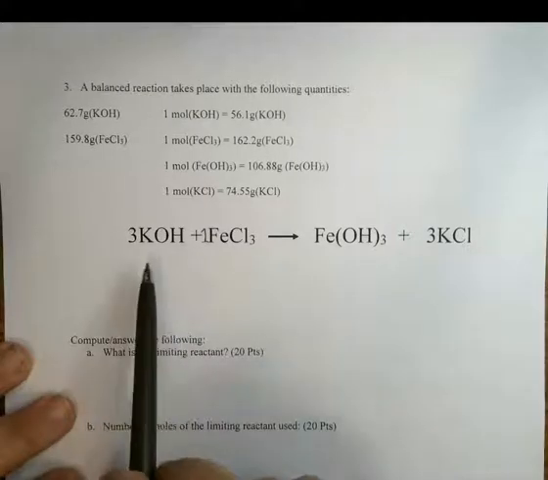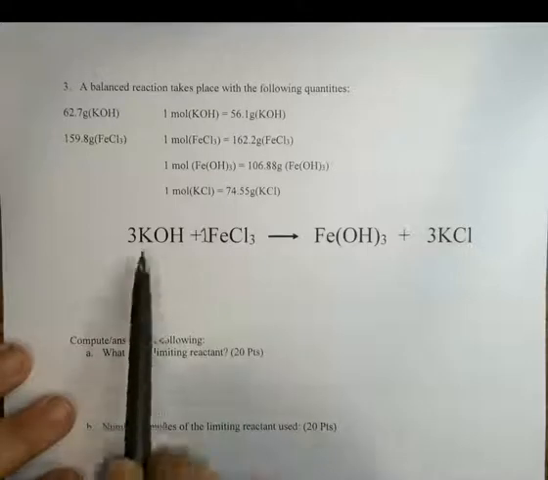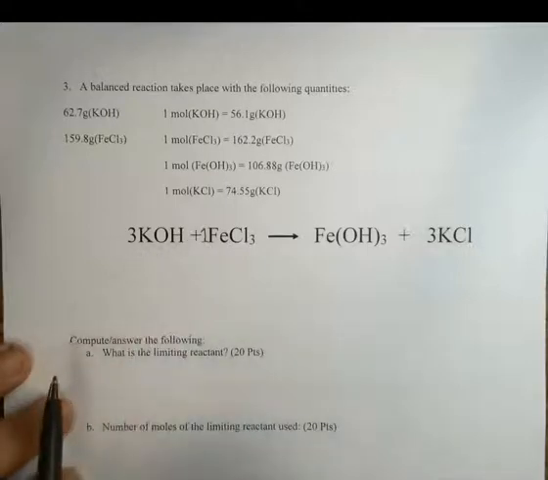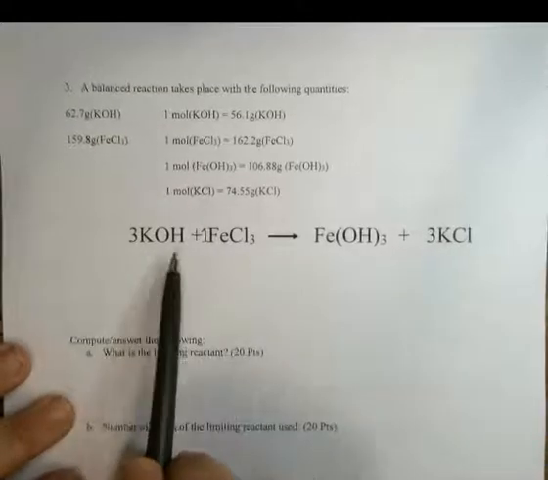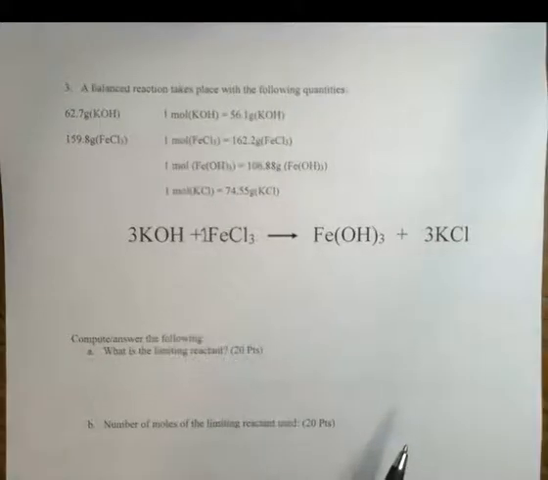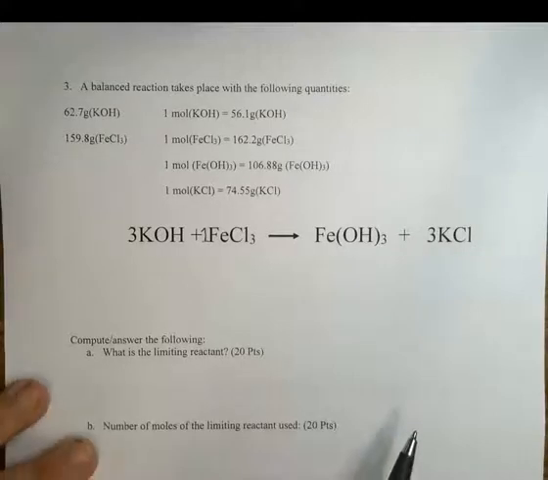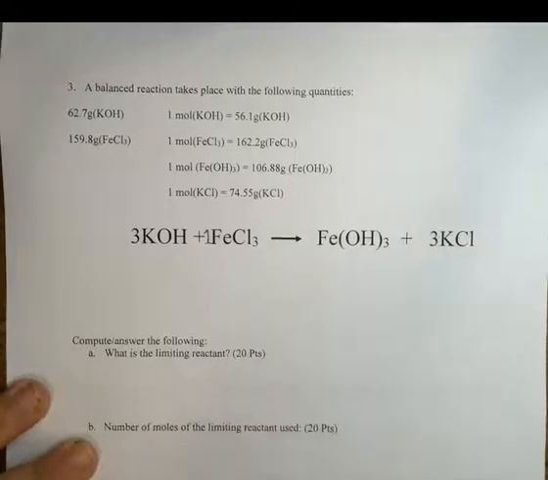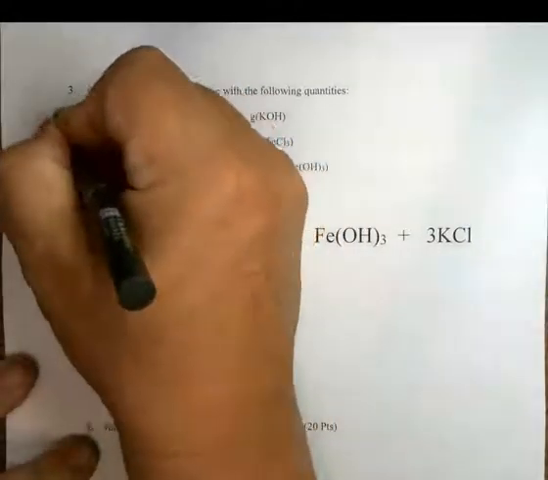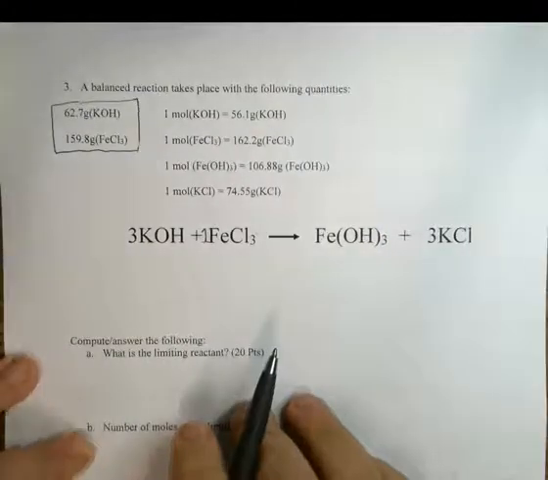So since you're almost never given exactly that 3-to-1 relationship in the case of this equation, you're going to run out of one of these before the other. And so a limiting reactant problem is designed to determine which one's going to run out first, how much of the other one you have left over, and how much of the products that you can produce with that. So what we're given to start with are these amounts of each of the compounds.